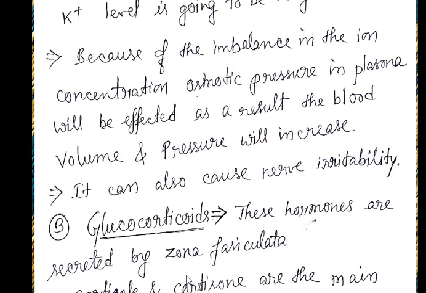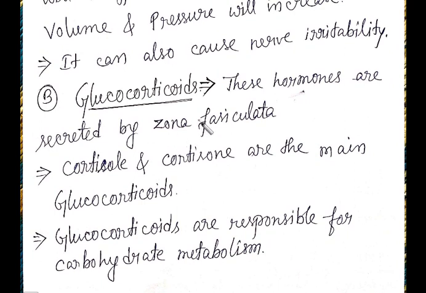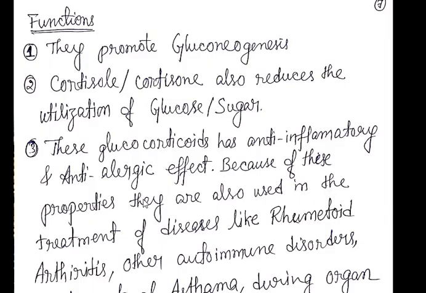Examples, as I just said, are cortisol and cortisone, which are the main glucocorticoids. And the glucocorticoids are responsible for what? They are responsible for carbohydrate metabolism. Right. Now, what are the functions we need to discuss of these glucocorticoids? Let us discuss the functions one by one.